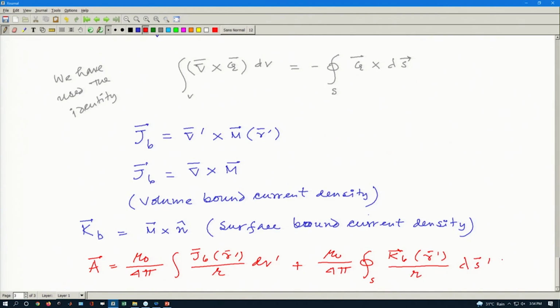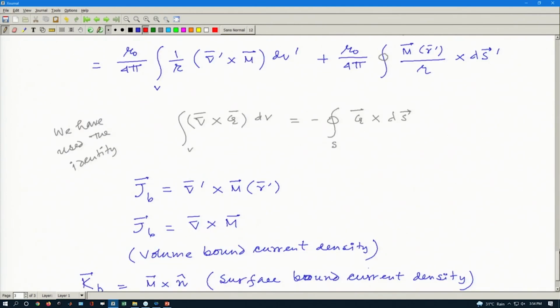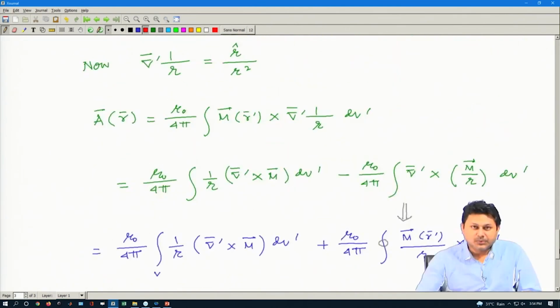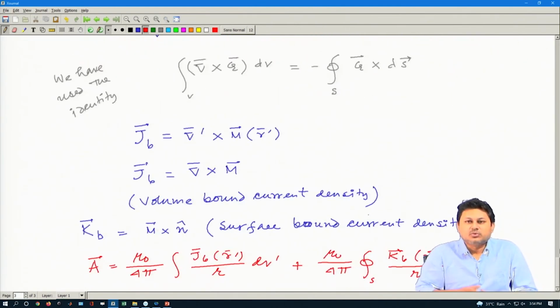Okay, so I think I should stop here because I don't have much time. In the next class we will discuss more about the bound current densities, the volume bound current density and the surface bound current density, and the physical significance of that.